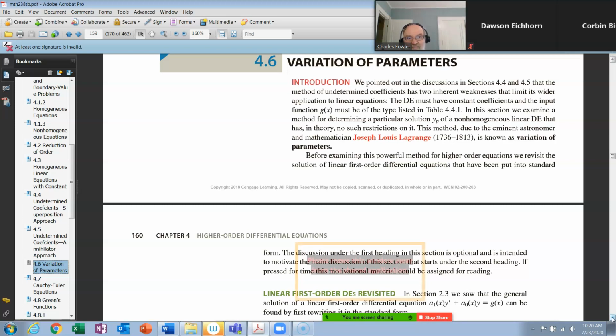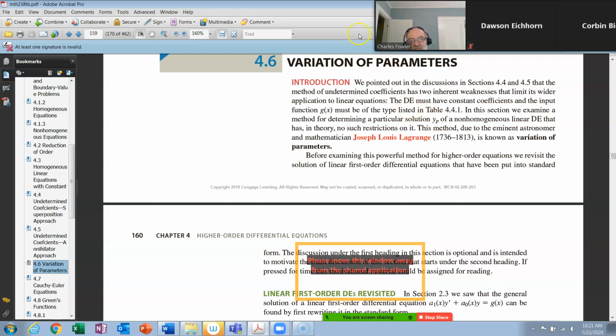Well, basically, we did 4.4, the method for undetermined coefficients, which has two inherent weaknesses that limit its wider application to linear equations. First, the differential equation must have constant coefficients, and the input function g must be of the type listed in that table we talked about. Those were polynomial functions, exponential functions, sine and cosine functions. That's all, folks, okay? Combinations of those for sure, okay? But no logs, no tangents, no secants, no inverse tangents, inverse sines, none of that, okay? And all your coefficients had to be constant.